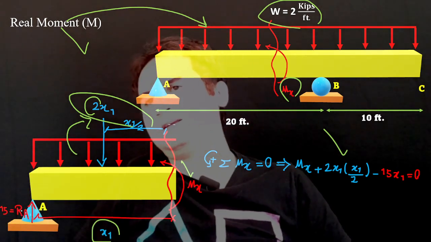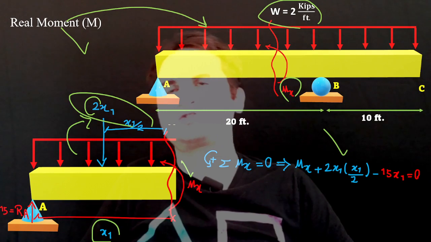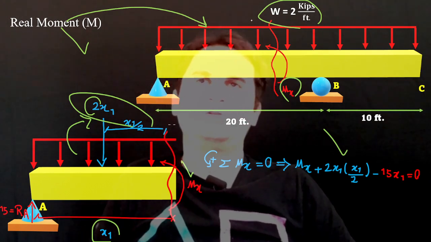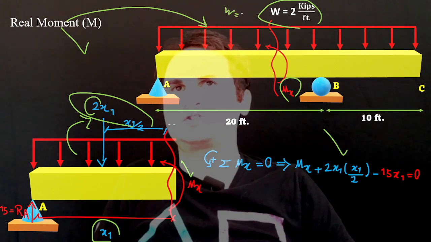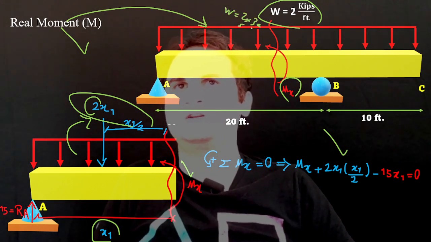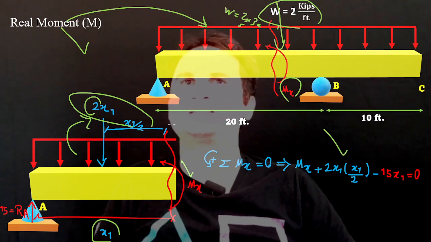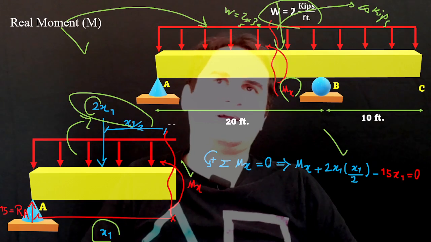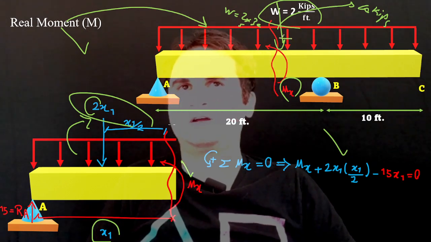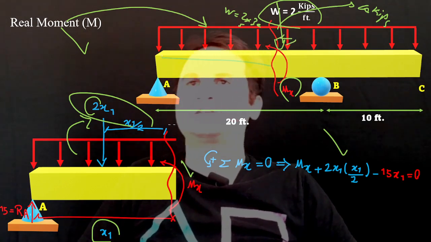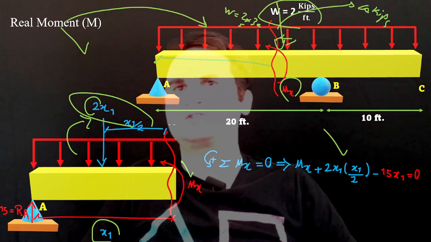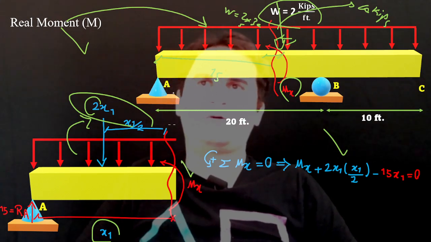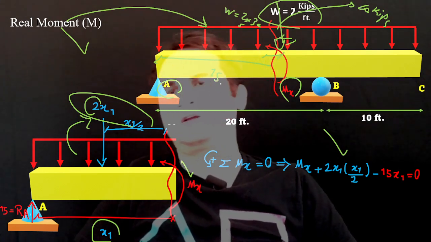And how can you get the support reaction for this structure? By simply calculating the total load W, which is 2 times 30, that's 60 kips, and this 60 is applied at the center. So half of it is 30, and 15 is at a distance of 5 meters from part A.